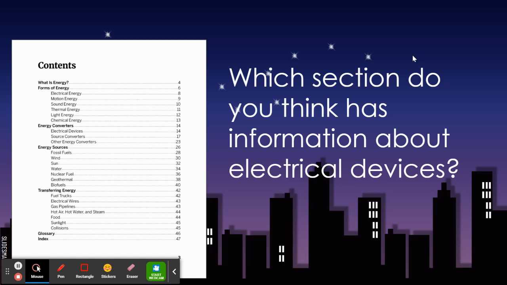So I'm looking at the words. My eye is drawn to the ones that are bold. So I'm going to look there first. Energy, forms of energy, and I quickly glance through and I see that has nothing to do with devices. Energy converters, underneath there, oh, there it is, electrical devices. It's telling me that I should be looking on page 14.